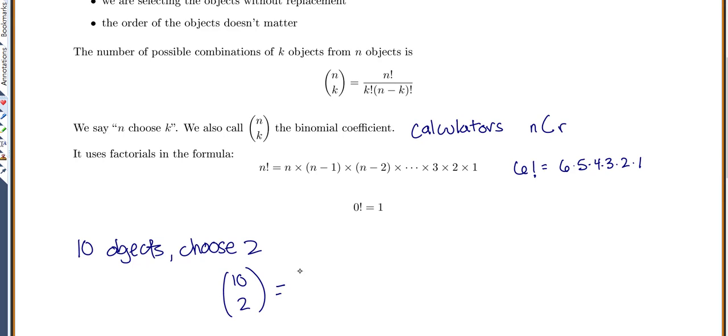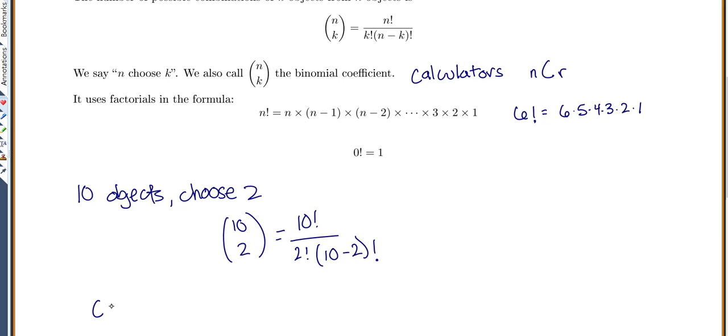Or if you're going to use it by hand, it would be n factorial, so 10 factorial, over k factorial, so 2 factorial, times n minus k, so 10 minus 2 factorial. But even that is probably more than you truly want to put into your calculator. You could, but I would just use my calculator. I'll look for something like n choose r, put in 10, push whatever button I have to push to get nCr, and then put in 2.